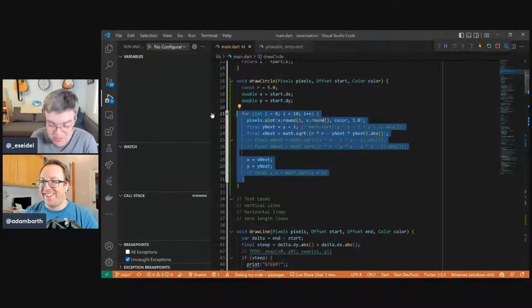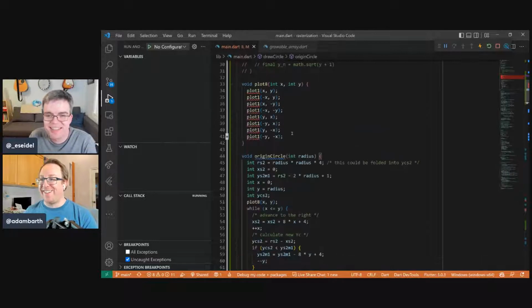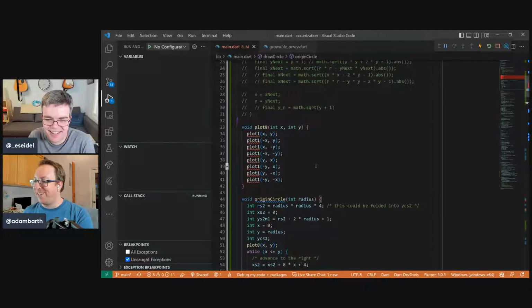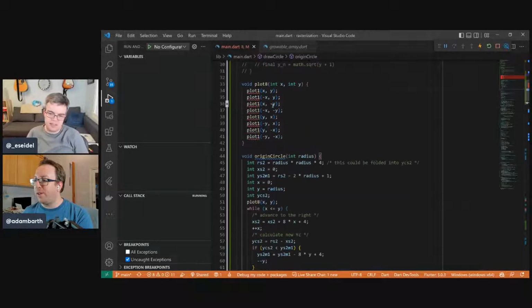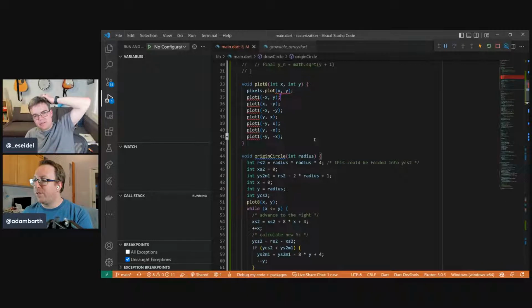I didn't understand what you said, but sure. Oh, I see. It's vowel drought. Yes. So let's just start giving these things actual names here. Oh, plot 8. Okay, plot 8 we can do. So, what's plot 1? Well, our pixels plot is plot 1, right?